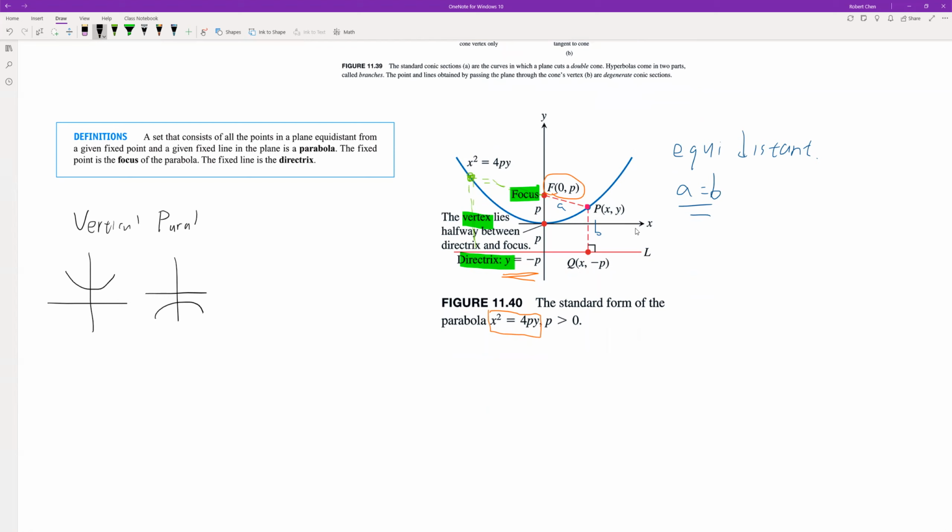You either open up or open down, so we call these the vertical parabolas. For the vertical parabolas, they have the general form, as we mentioned here, x squared is equal to 4py. The value of p will determine whether it opens up or down. It opens up when p is greater than 0 and opens down when p is less than 0. Just like in algebra, you look at the coefficient of x squared to see whether it opens up or down.